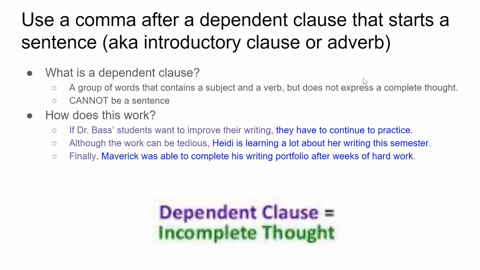An independent clause, remember, is a complete sentence. It expresses a complete thought. A dependent clause is a group of words that can contain a subject and/or a verb, but does not express a complete thought. In other words, a dependent clause cannot be a complete sentence. So take a look at these few examples that we have here.